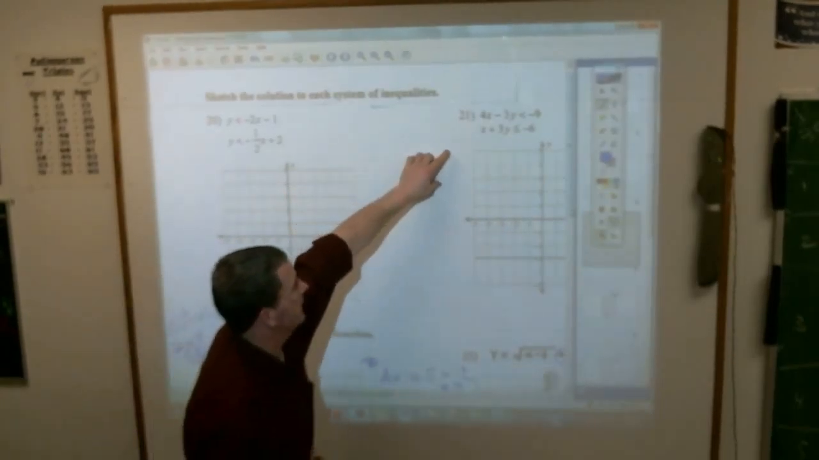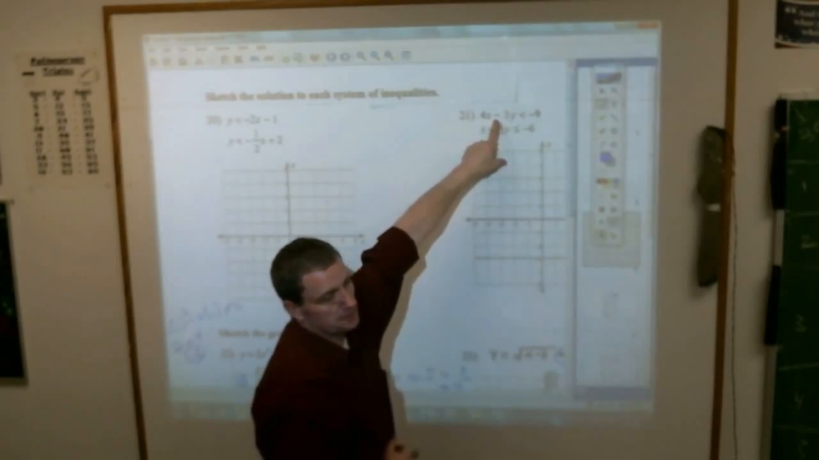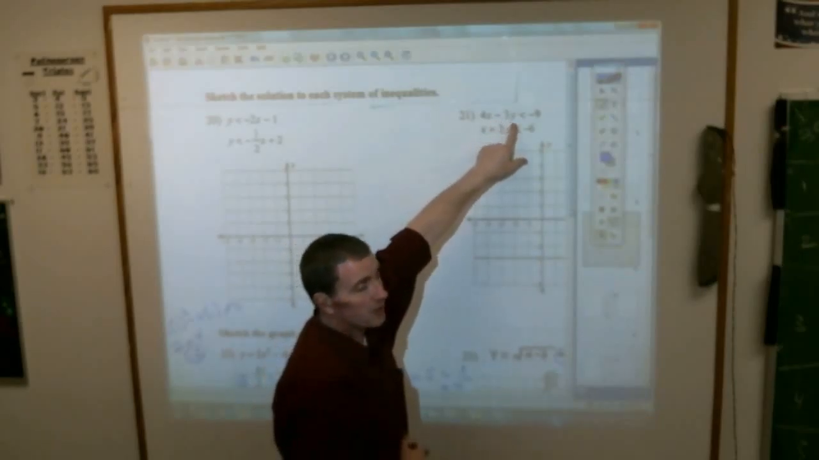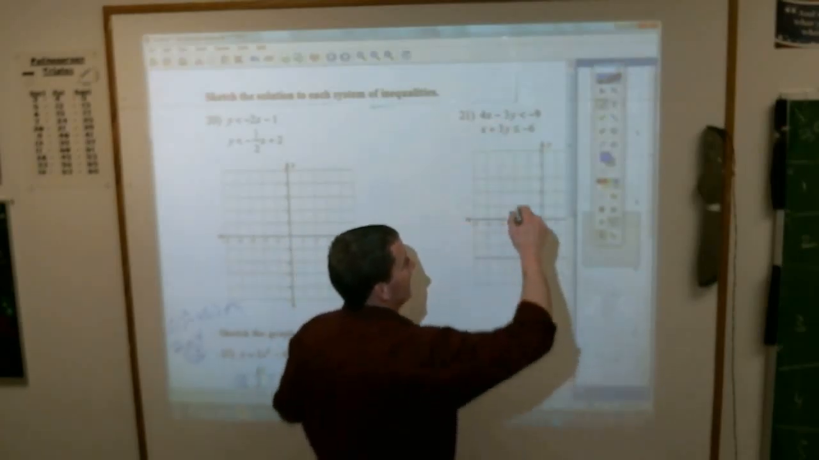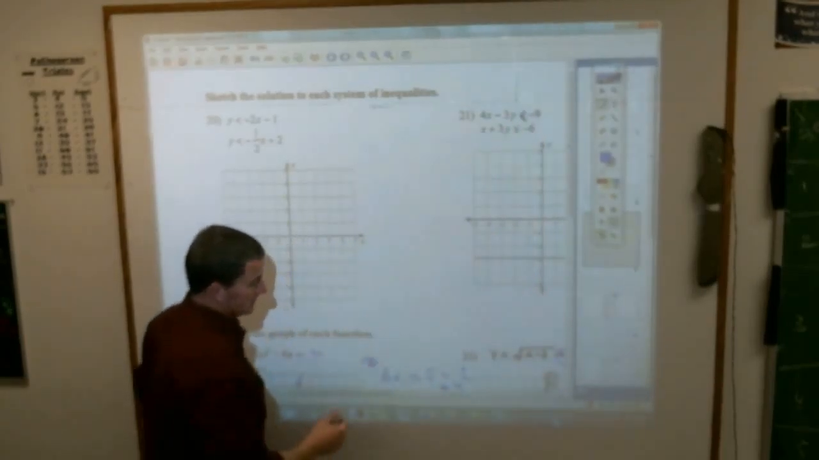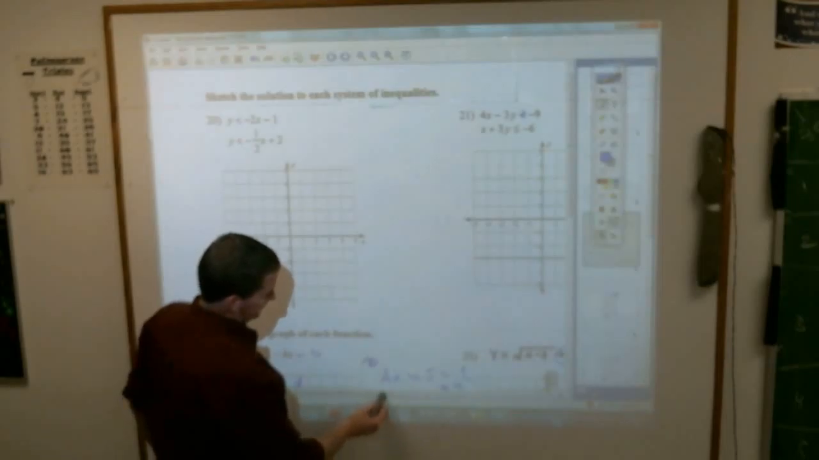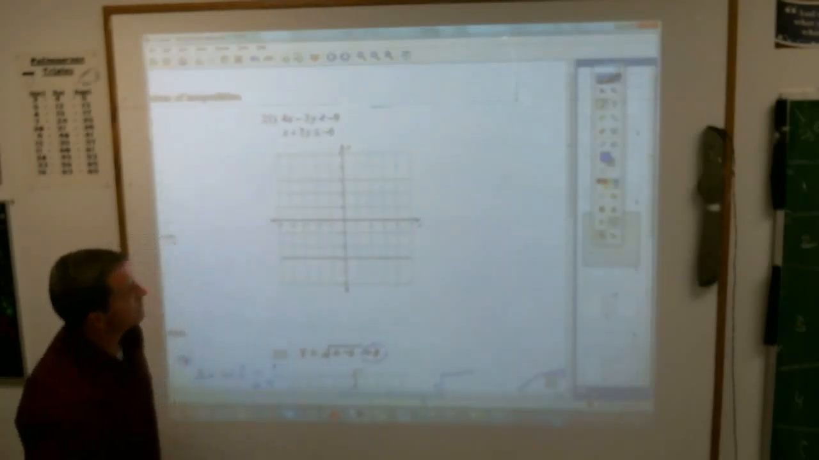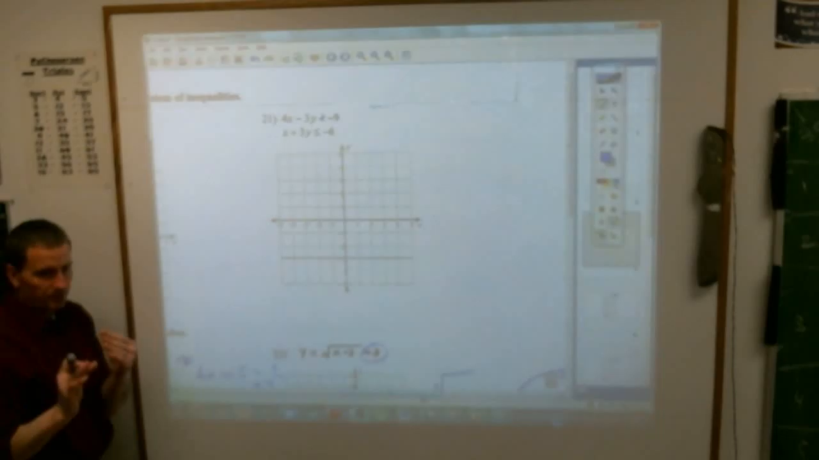Number 21, again, this is where you gotta watch out, because that's a minus y. That means when you think about graphing this, the sign actually turns to greater than, not less than. Are we gonna do it or no? Yes, let's do it. And again, getting close enough is gonna be good.